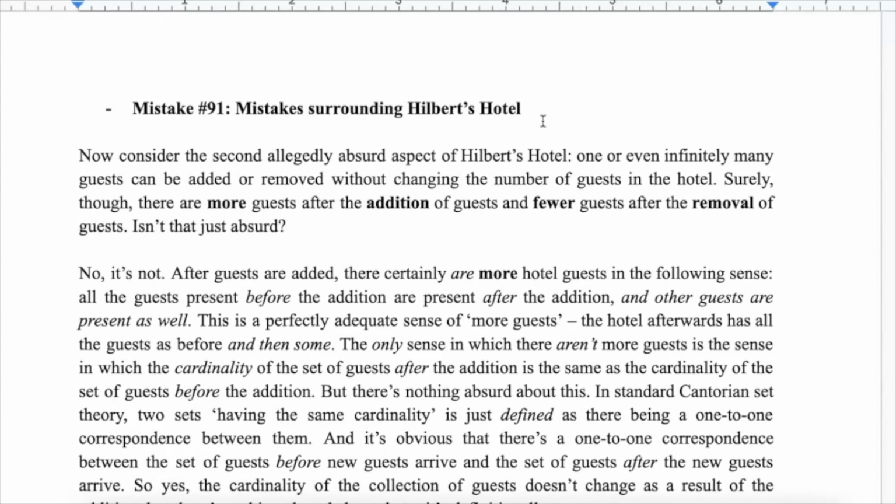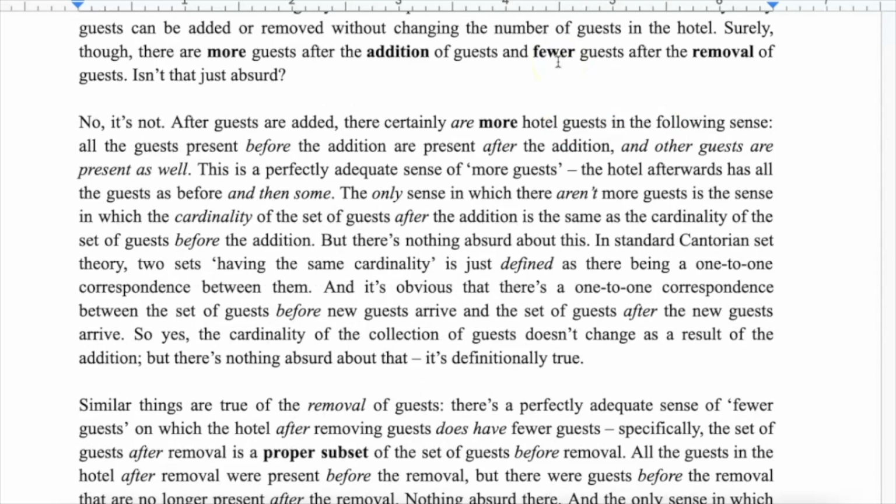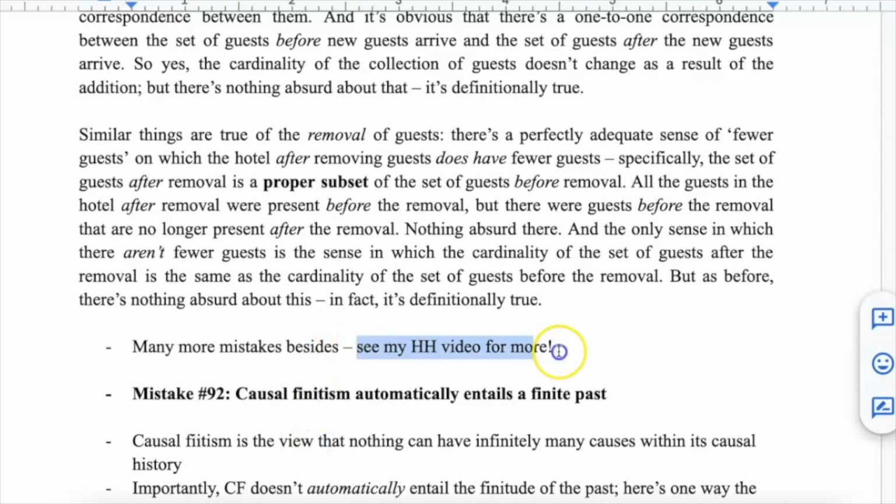Mistake number 91, mistakes surrounding Hilbert's Hotel. Now, there are so many mistakes surrounding Hilbert's Hotel that we would probably be up to mistake number like 312 if I went into all of them. But I'll just pick one. And for more, you could just see my Hilbert's Hotel video.